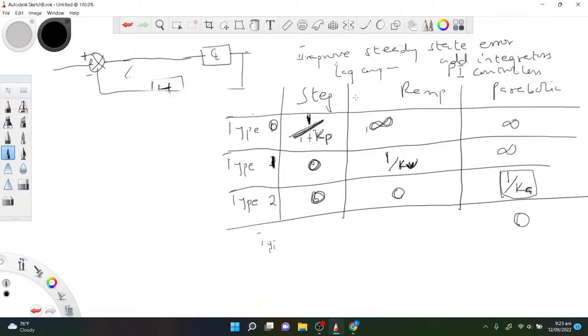So when you look at this table, you see something like this. Don't read it as type 0 and then step, ramp, parabolic. Well, you can read it that way, but here we are talking about per input. Per input, you compare all the types. So per step input, this is the response for all the 3 types. Okay.